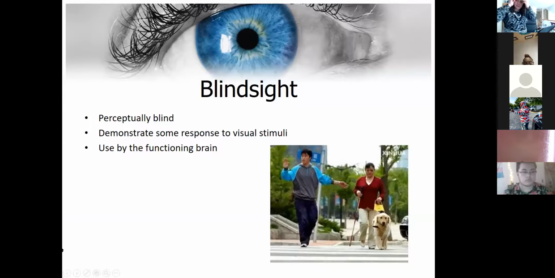All right, so that's blindsight. And so we all have an element of this, and it is a thing, where we can be not aware that we're seeing something, and it's actually being processed by part of our brain.